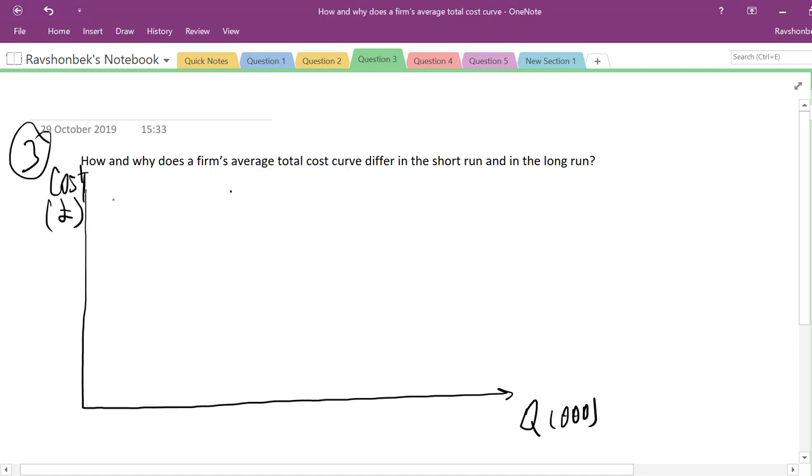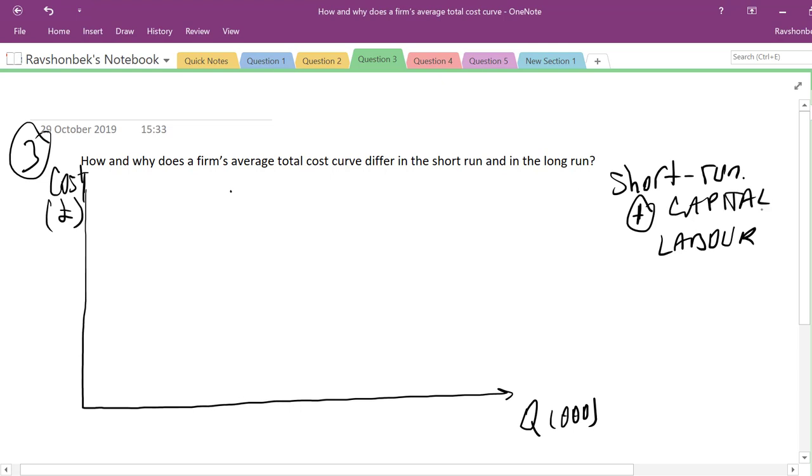Notice in the short run, let's draw the first short run curve. In the short run, capital is fixed. Could be a factory. Let's say that there is one factory in the short run. But we can add labor because it's variable. So this is fixed, but this is variable. Let's fix the capital as one factory, and more labor can be added. Yeah, we can employ more people.